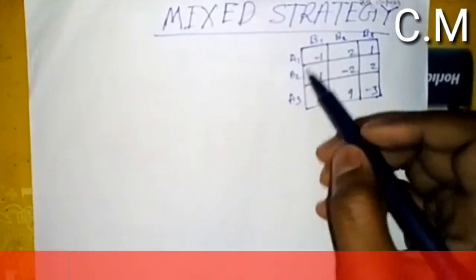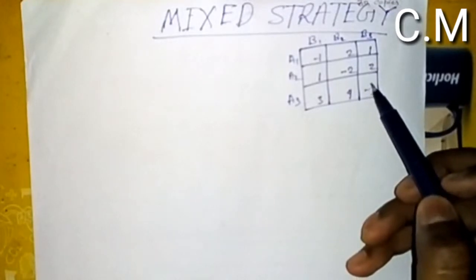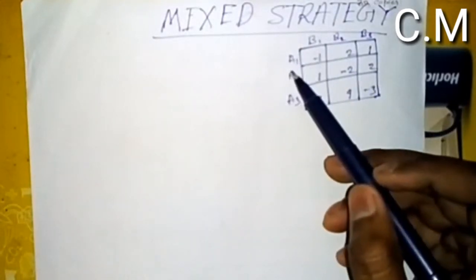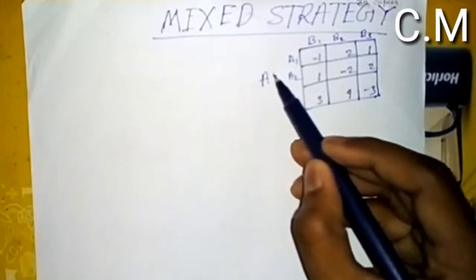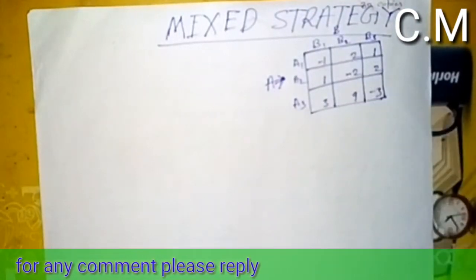First of all, friends, given a 3 cross 3 matrix, we have to solve it with the mixed strategy process. To proceed, multiply x1 to the first row, x2 to the second row, and x3 to the third row. Similarly, multiply y1 to the first column, y2 to the second column, and y3 to the third column. A denotes the profit matrix, and B denotes the loss matrix.